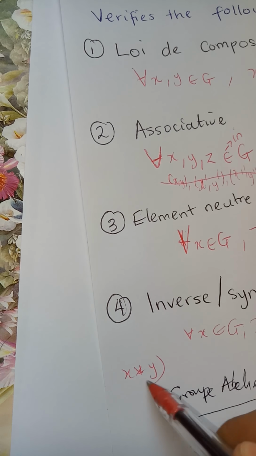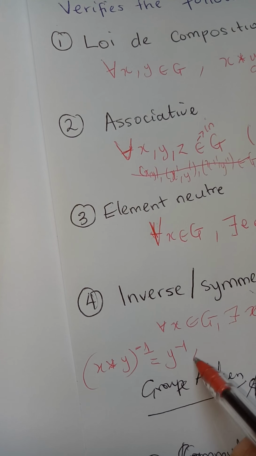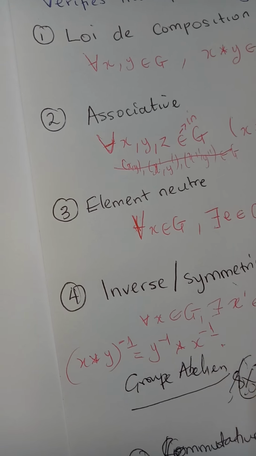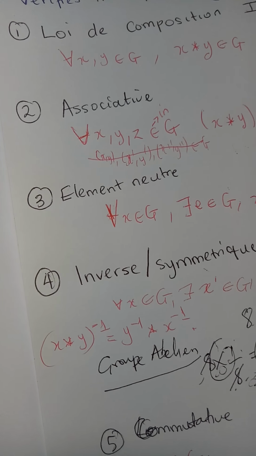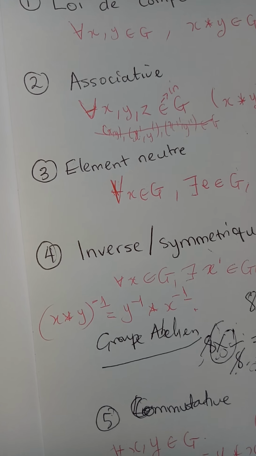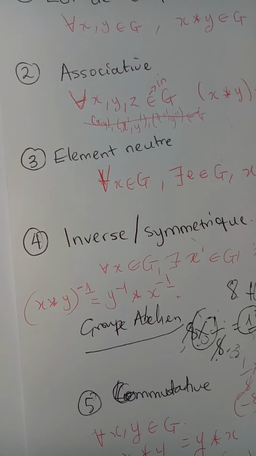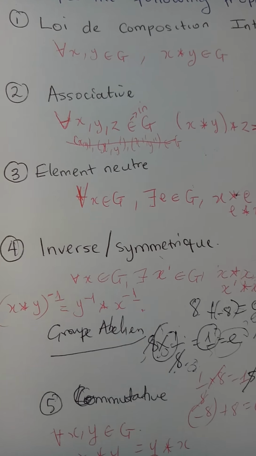If I have x étoile y moins 1, it is equal to y moins 1 étoile x moins 1. Not x moins 1 étoile y moins 1. It's y moins 1 étoile x moins 1. It's a very important remark, and you should take note of this. So that's what we have for our definition of group.